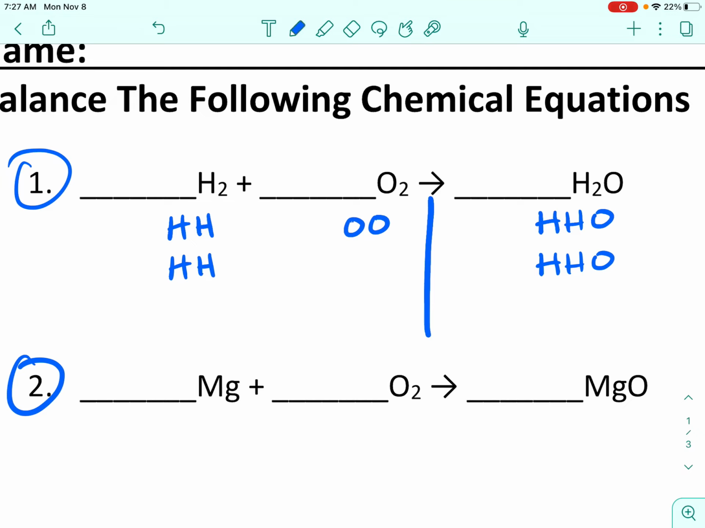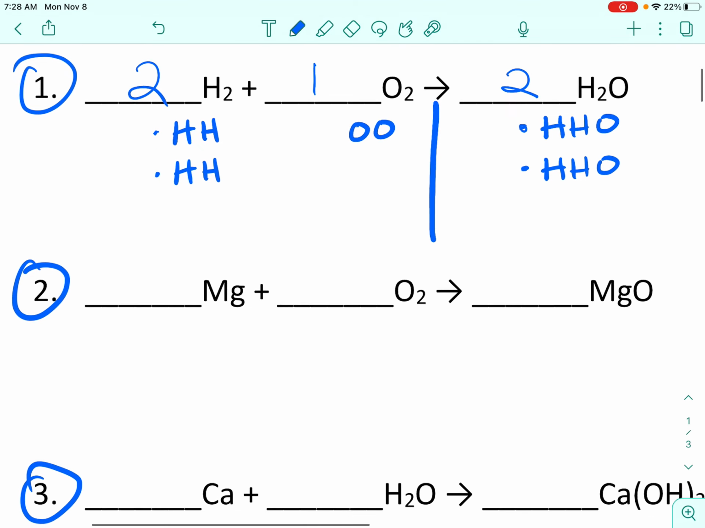And then to balance them, I've got 1, 2 molecules, so it's going to be a 2 for the coefficient. For the O2, it's just 1. You can leave that blank, or if you really need to put an answer in there, you can put a 1. And then for the H2Os, there are 2 of them, so a 2 in the blank. So to balance this equation would be 2, 1, 2 for the coefficients. So that's one way to balance.